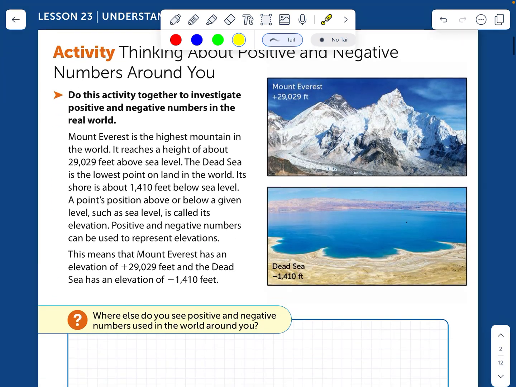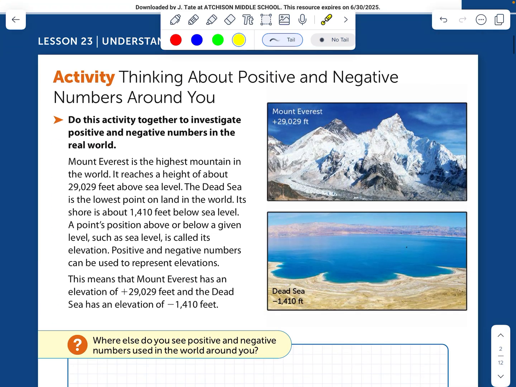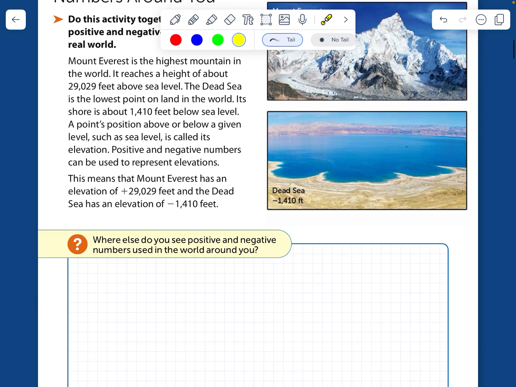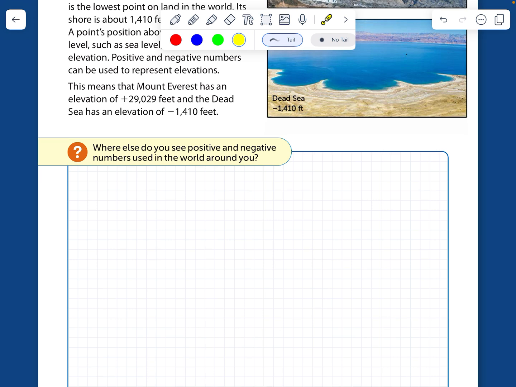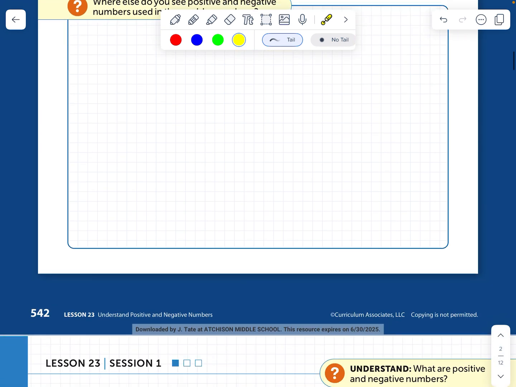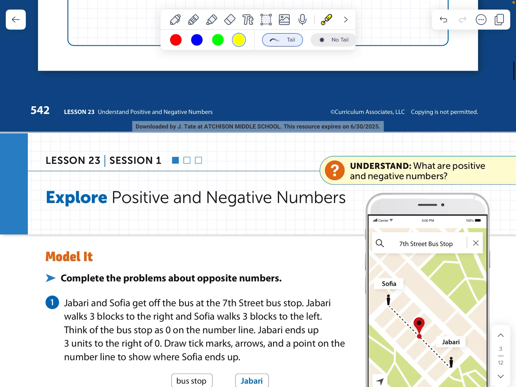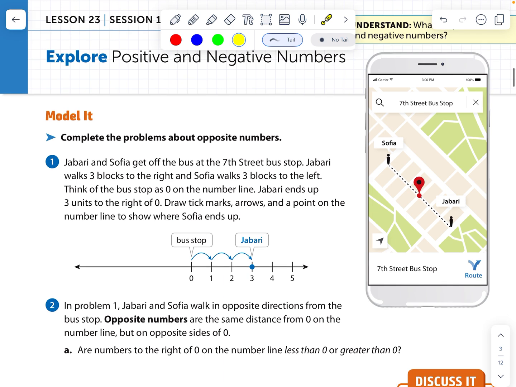Okay, next. Thinking about positive and negative numbers around you. So just kind of take a look, and this is one way we would see positive and negative numbers in the real world, and then you could make a little list down here about where else you've heard or seen positive and negative numbers. But we're going to skip that one for the video, but you can pause it and write a few ideas down. Okay, these are the lesson notes.